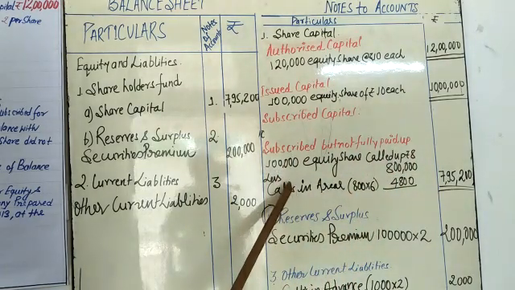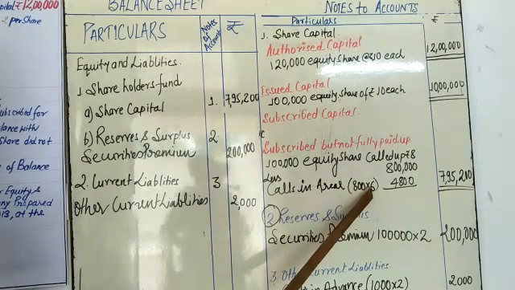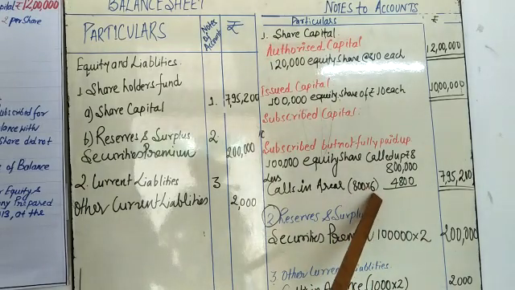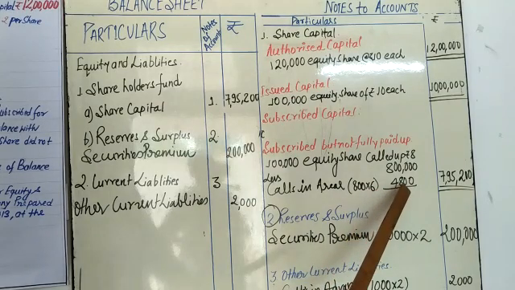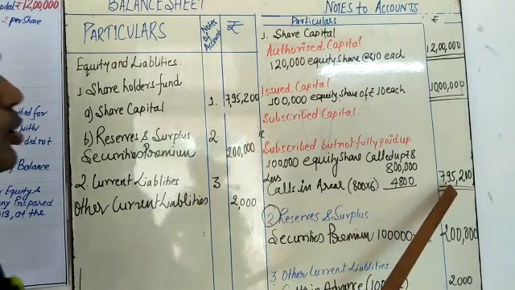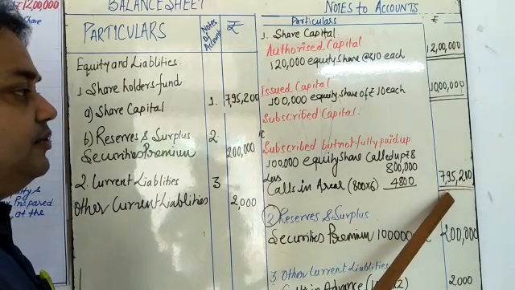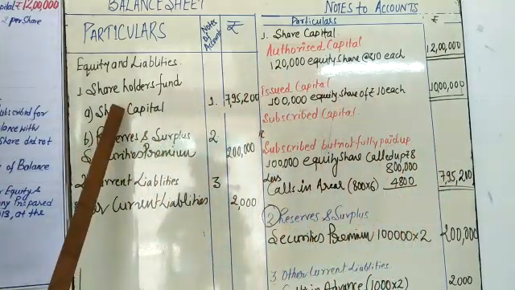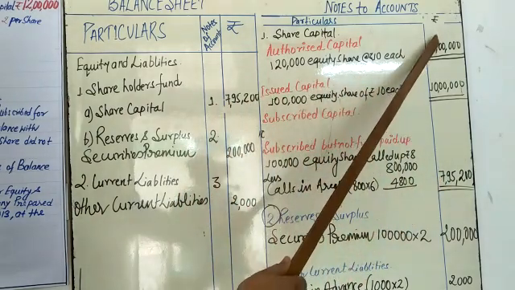Less calls in arrear. Why calls in arrear here? Calls in arrear means one shareholder was unable to pay the allotment amount. It means one shareholder didn't pay the allotment money. So you just multiply 800 into 6, that is 4800, and you deduct it. So you can say that the company collected 7,95,200 rupees in the form of cash or bank. So this amount is going to be shown in share capital, say 7,95,200 here.